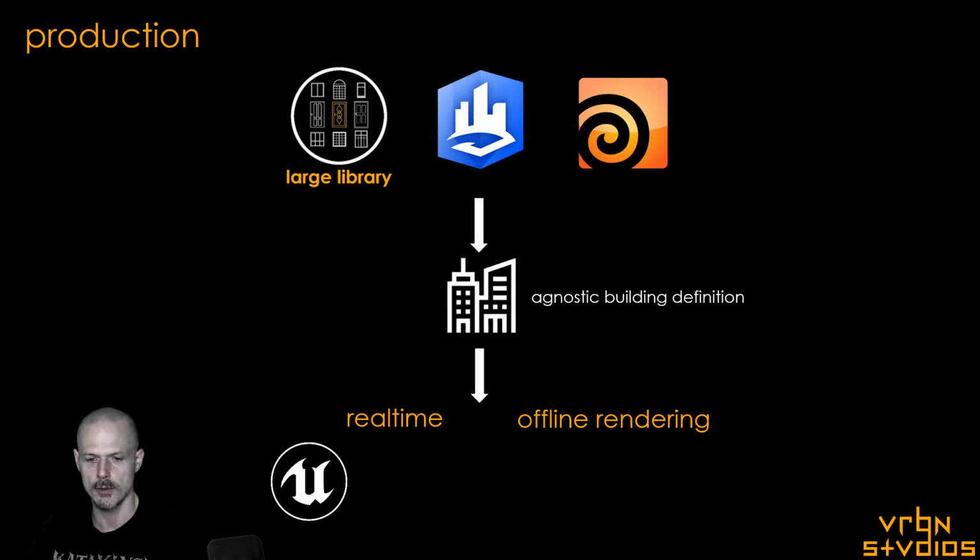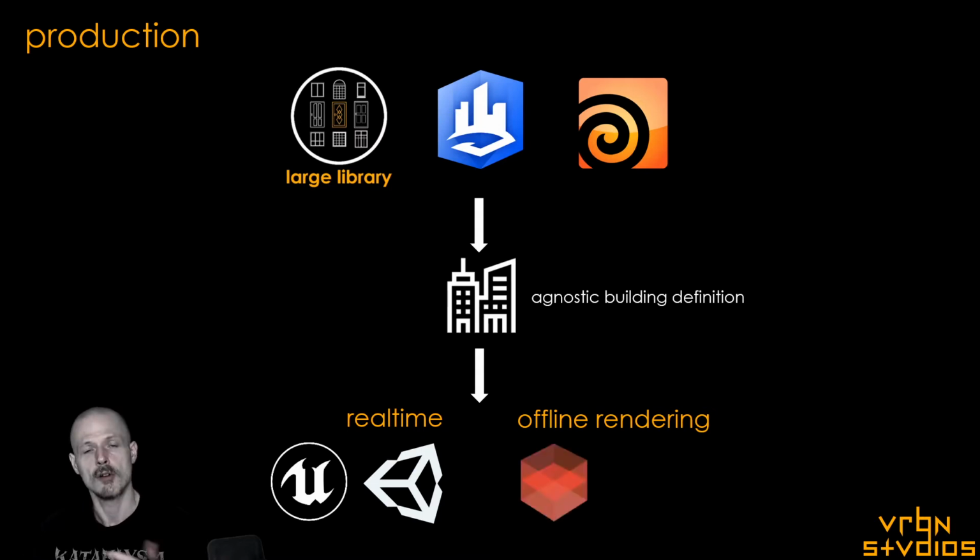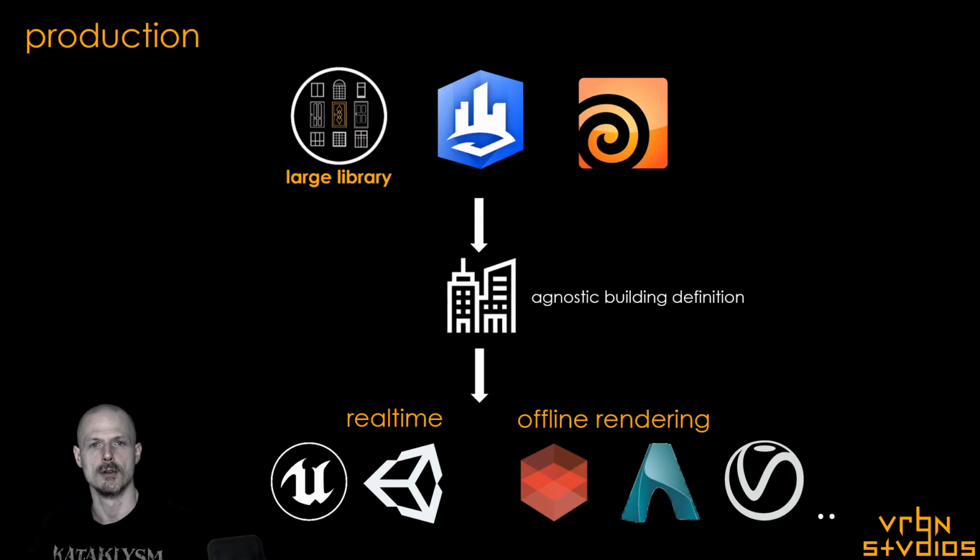At the moment we are wrapping up our Unreal importer. We already have finished our Unity importer. And on the offline side of things, we have pretty much finished our Redshift importer. Then depending on demand from clients or potential clients, obviously we could also go further and write, for example, an Arnold or V-Ray or Clarisse or RenderMan importer for our agnostic building definition.